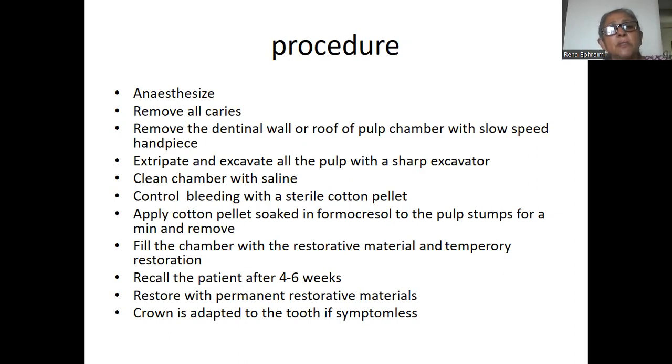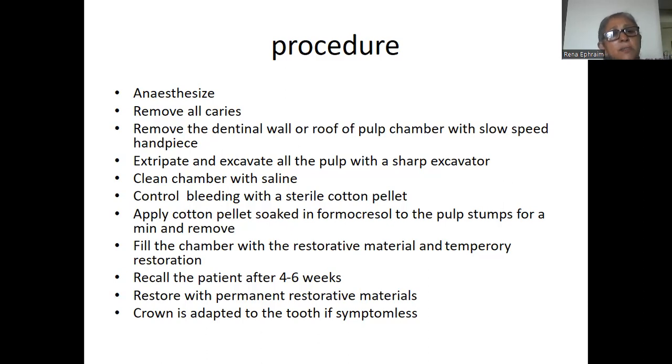The procedure is we have to anesthetize the tooth. If it is a lower molar, a block has to be given. The inferior alveolar nerve block has to be given. If it is an upper tooth, posterior or anterior infiltration or a block can be given. Rubber dam isolation is a must, because sterility is another reason for the success of this procedure.